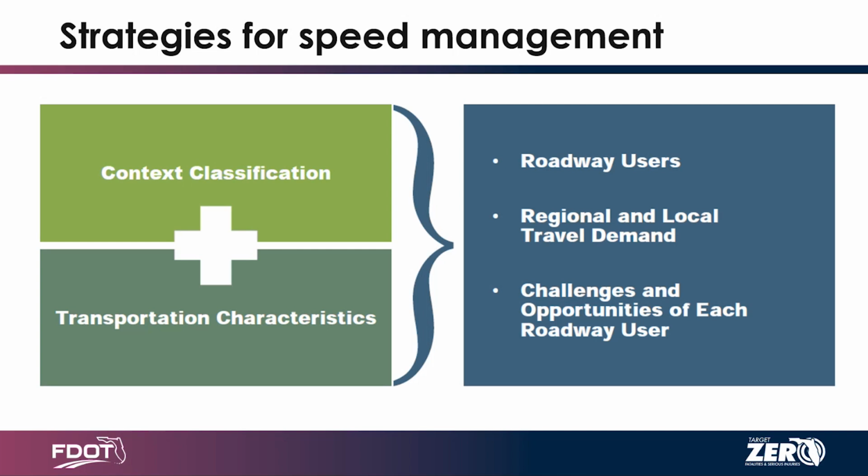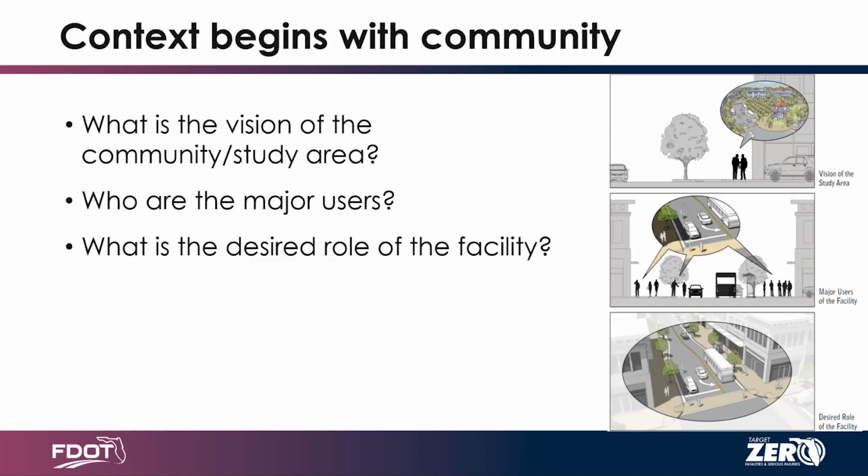So when we're looking at identifying strategies, we take our context classification and the transportation characteristics, and that's going to lead us to our roadway users, the regional and local travel demand, challenges and opportunities for each roadway user. How are people using the roadway? What features can we give them? What are the unique challenges when they're working through that?